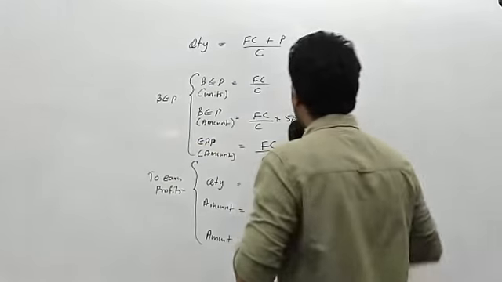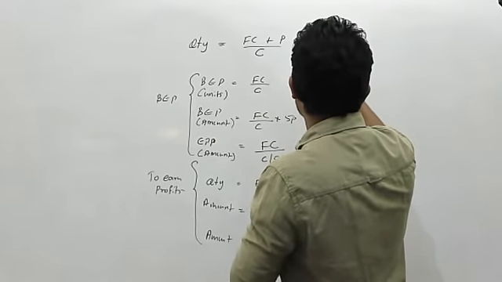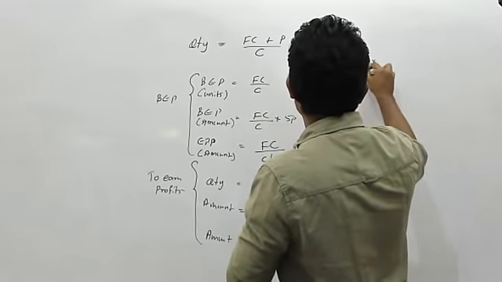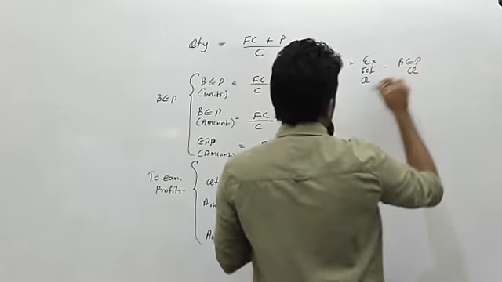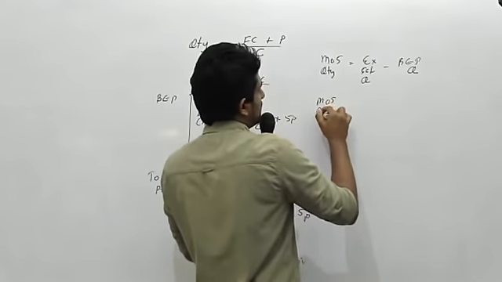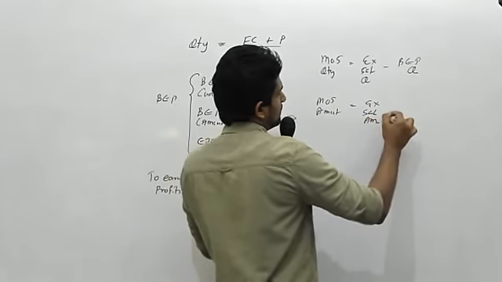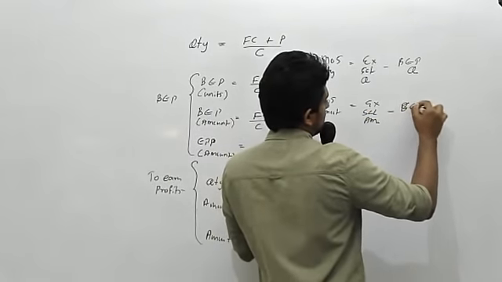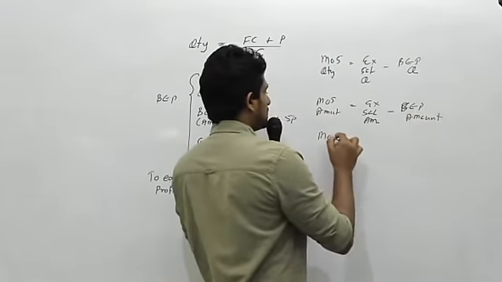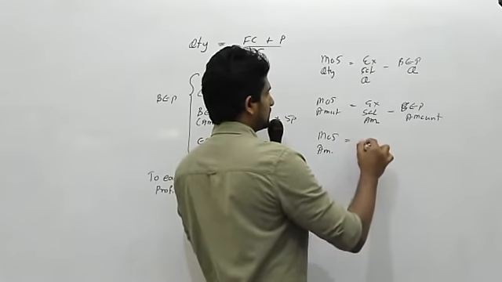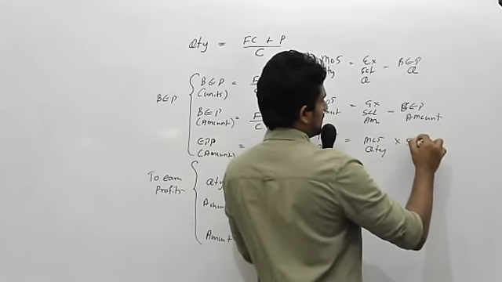Then margin of safety. Margin of safety quantity, expected sales quantity minus break even point quantity. Margin of safety amount, expected sales amount minus break even point amount. Or otherwise, margin of safety amount equals margin of safety quantity into selling price per unit.